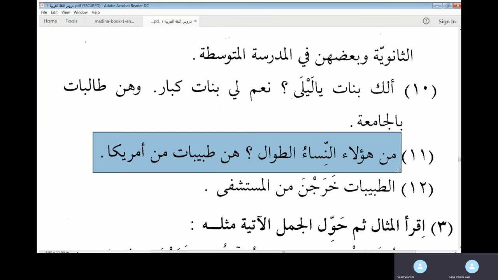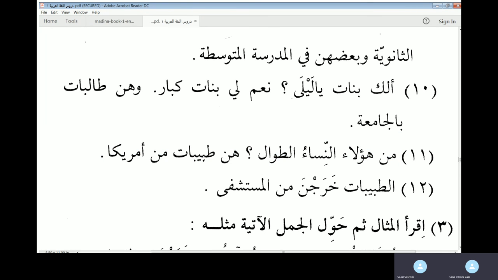Man haulai nisau tivalu? Who are these tall women? Hunna tabibatun min America. These are students from America. No, doctors from America. At tabibatu kharajna min al mustashfa. The doctors went out from the hospital.